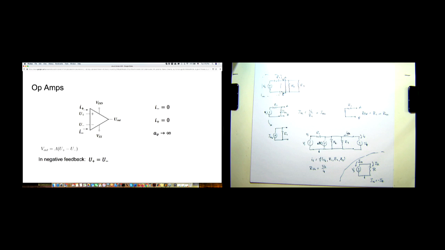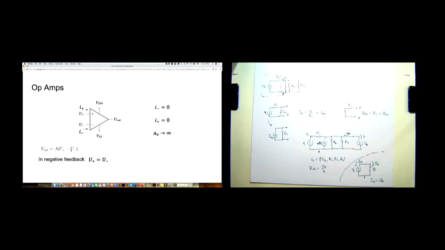Now, op-amps are really very similar devices. They have 3 main terminals and some power rails. So you have U plus, U minus at the input, and you have an output. U out is A gain times U plus minus U minus. And you also have, as I said, VDD and VSS because you need some power to operate this element. In negative feedback, you have that U plus is equal to U minus when the voltage gain goes to infinity, essentially. And you also have that the current going into the terminals of the op-amp is 0.